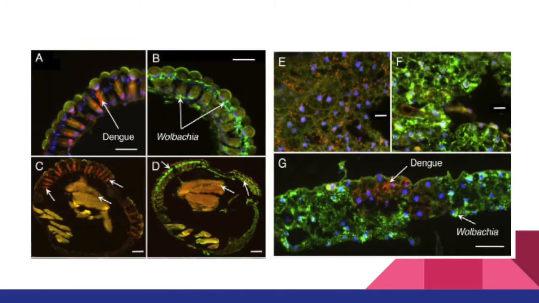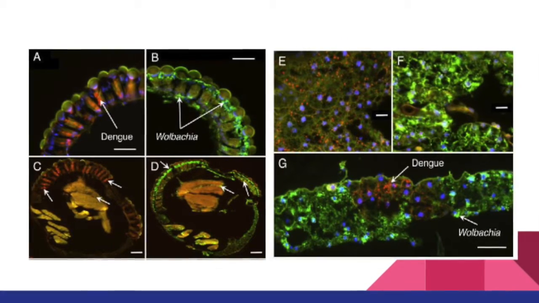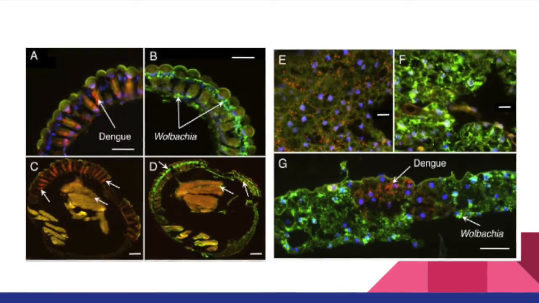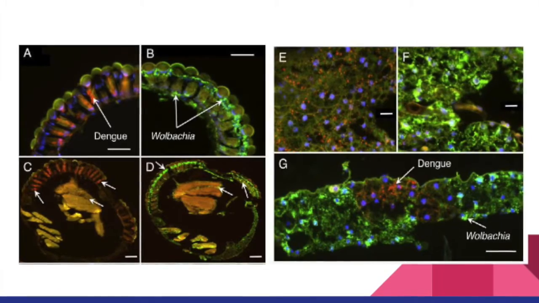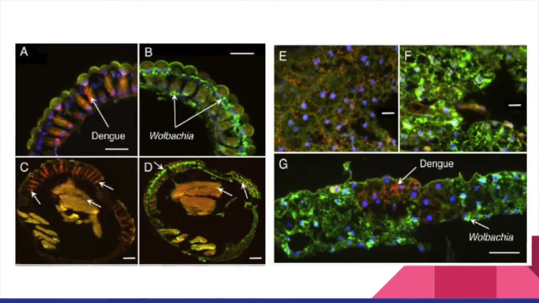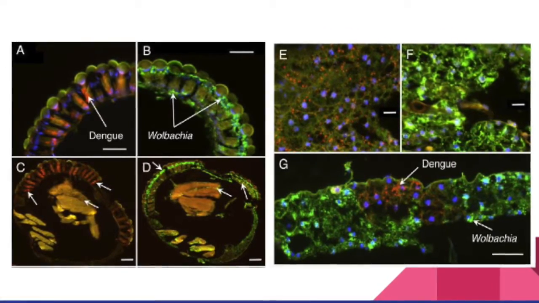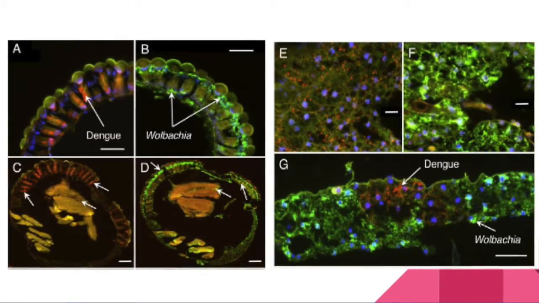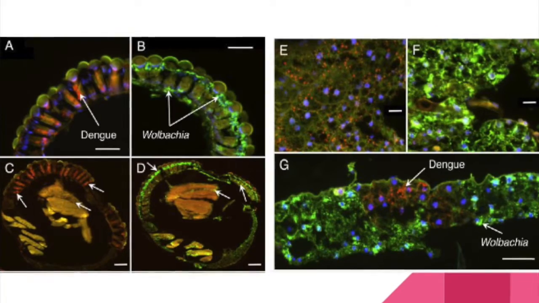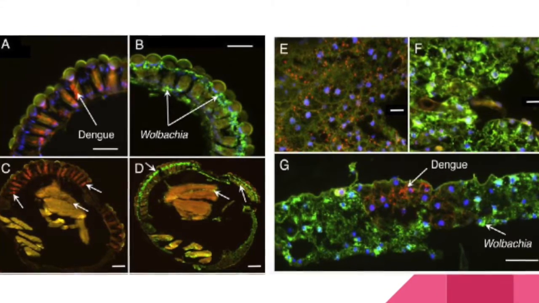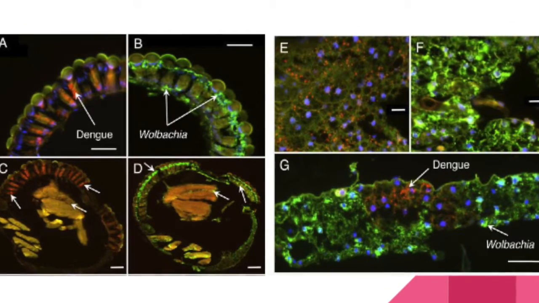The following pictures show the results of immunofluorescent staining of mosquito sections to see localization of dengue virus, which is in red, and the Wolbachia, which is in green. And as you can see, when the pictures are contrasted with each other, whenever there is Wolbachia present, there is no presence of dengue.